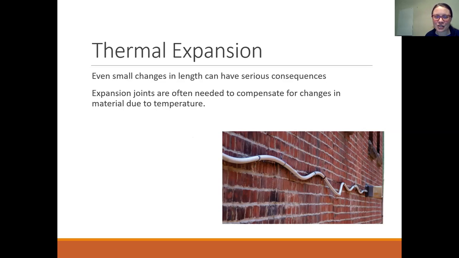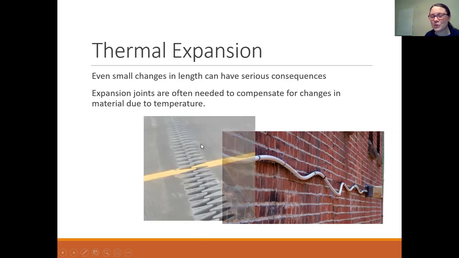I guess I've talked through most of this. Small changes in length can have serious consequences. Expansion joints are often needed to compensate for changes in material due to temperature. Oh, this is a great one. We've got a road here, and this is an expansion joint in a road.